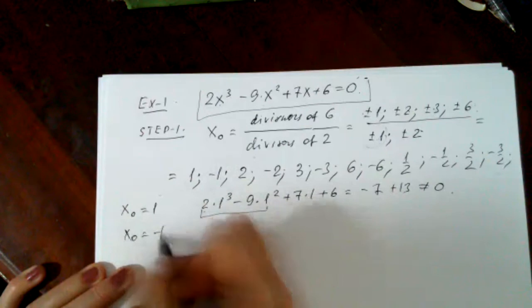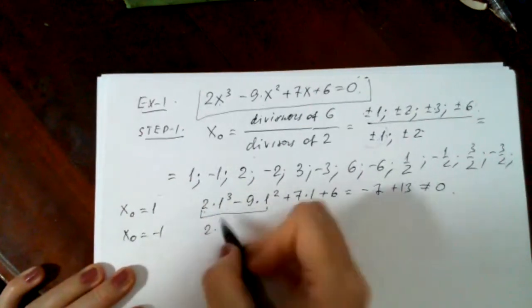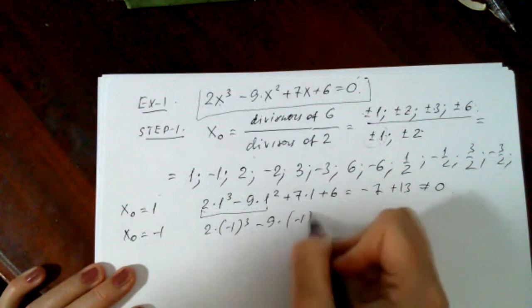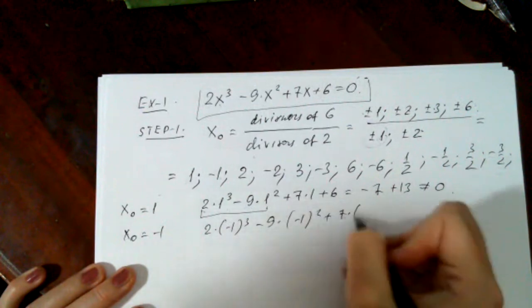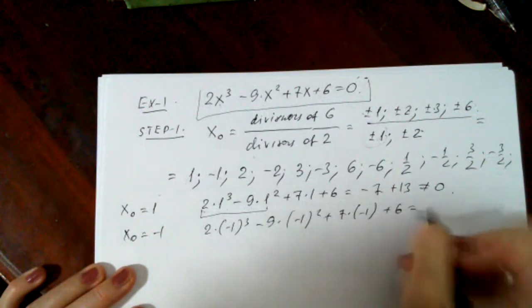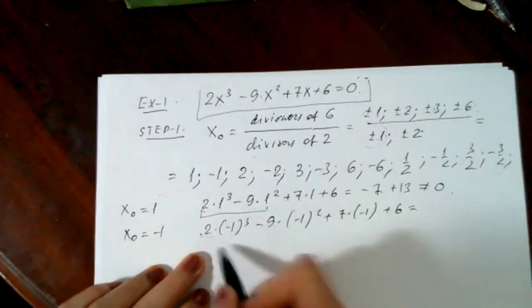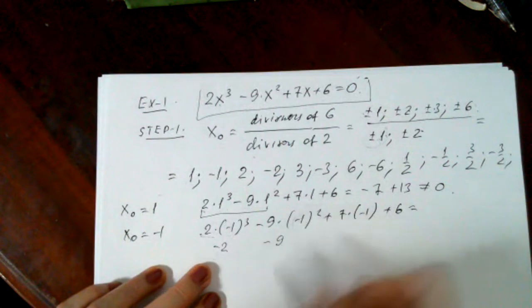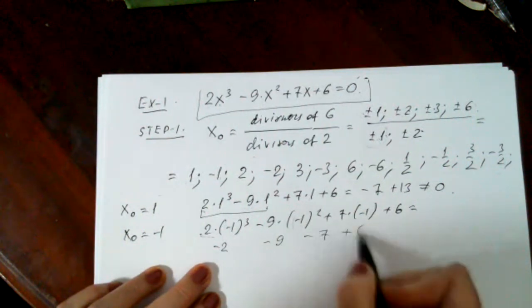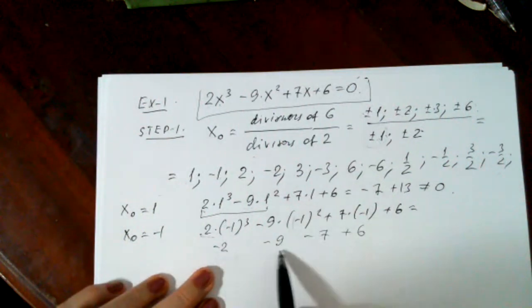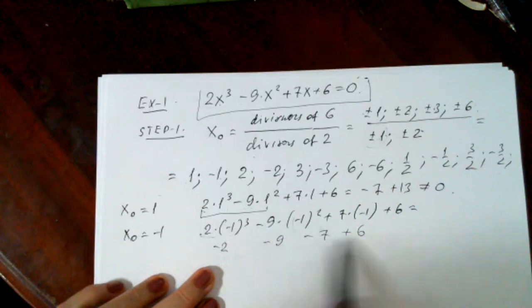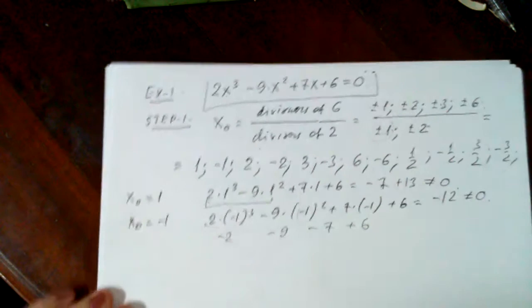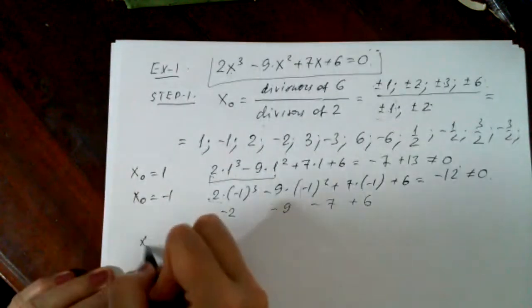Next case is minus 1. Again, we have almost the same. 2 times minus 1 cubed minus 9 times minus 1 squared plus 7 times minus 1 plus 6 is equal to what? This will be minus 2. This will be minus 9, and minus 7, plus 6. So it will be minus 18 plus 6, minus 12. Again, it's not 0, so it's not a root of our equation. Okay, let's move further on.